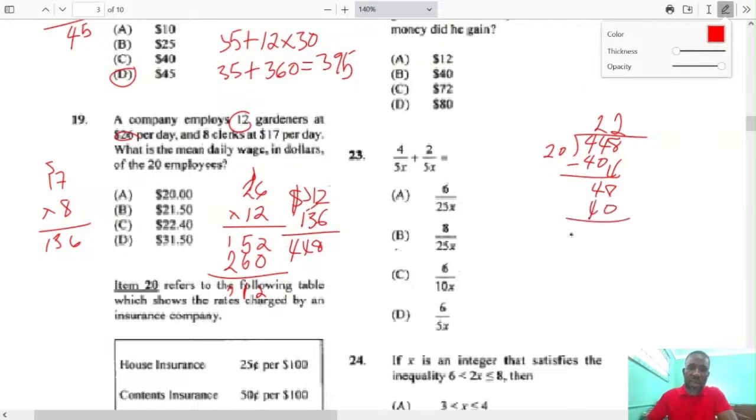Why we can stop here? Because if you look at the options, there's only one option with $22 in it. So therefore we know that the answer is going to be C. Okay.